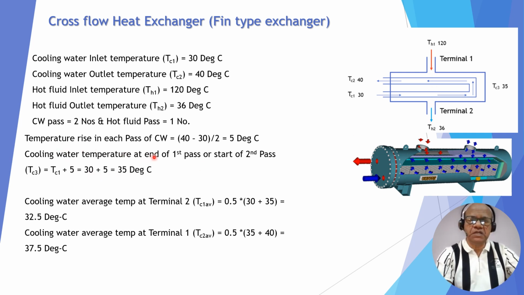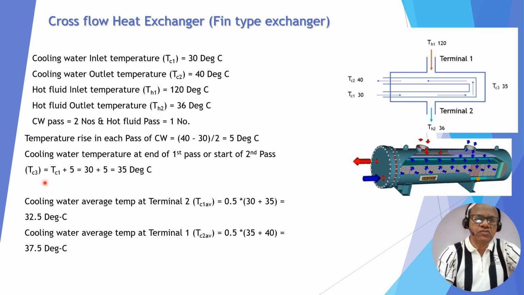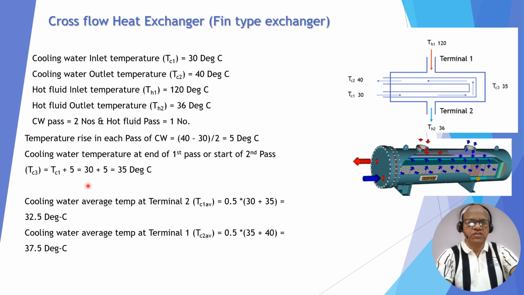Now the temperature rise in each pass. We divide the difference of cooling water temperature by 2 passes, so 5 degrees. That means the temperature rise in one pass will be 5 degrees. So the cooling water temperature at the end of the first pass or start of the second pass, we call TC3, which is TC1 plus 5, which is 35. So here the temperature becomes 35 and then 40 degrees.